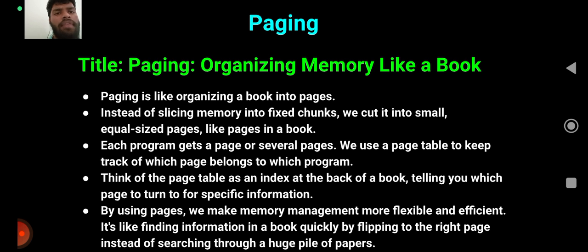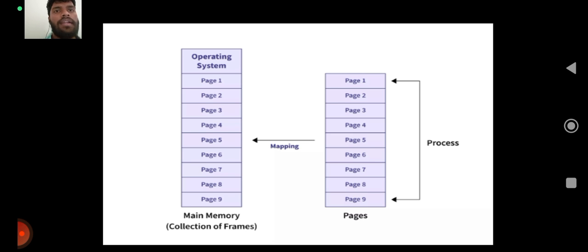It's like finding information in a book quickly by flipping to the right page instead of searching through a huge pile of papers. The page table helps us to access the pages very quickly. That's the advantage of this page table. And I have given a simple diagram where the main memory is divided into two segments.